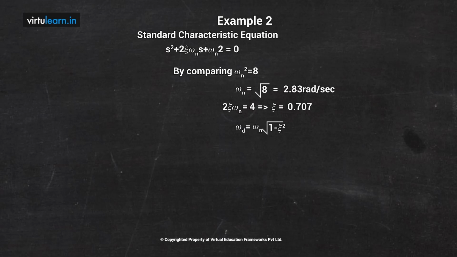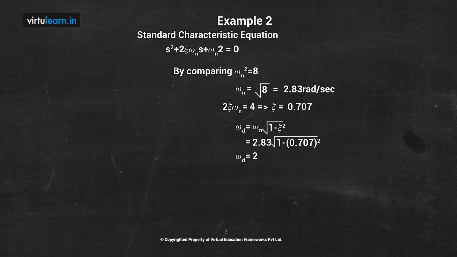Because in all the formulas we have omega d, here itself we calculate omega d, later we can substitute it. So omega d is omega n into under root 1 minus zeta square. We substitute zeta value 0.707 and omega n value 2.83, then omega d is approximately equal to 2 radian per second. So these three are available: zeta, omega n, omega d. Let us now calculate all the time domain specifications.